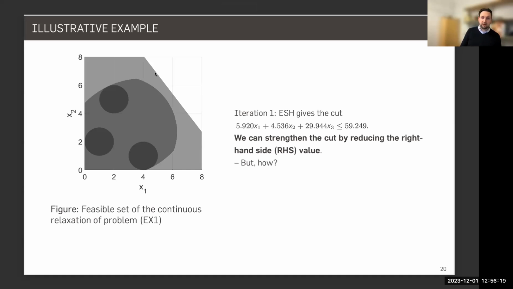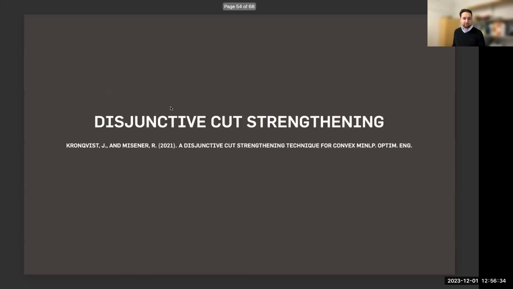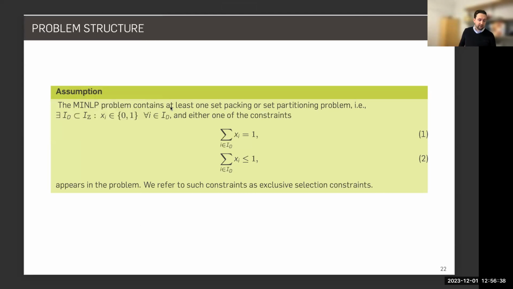But by simply looking at this, it should be rather obvious that this cut can be moved inwards. And that is basically achieved by reducing the right-hand side value here. But how to do this? That's a tricky question. And that brings us to this disjunctive cut strengthening. Here we're going to use the following problem structure, where we're assuming that the problem contains at least one set packing or a set partitioning problem. But I'm going to be focusing on set packing.